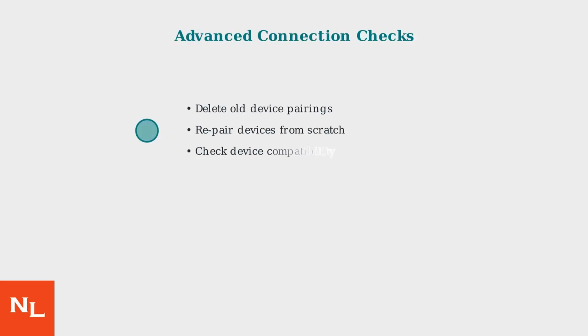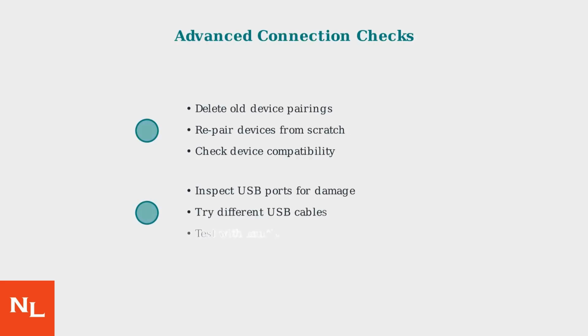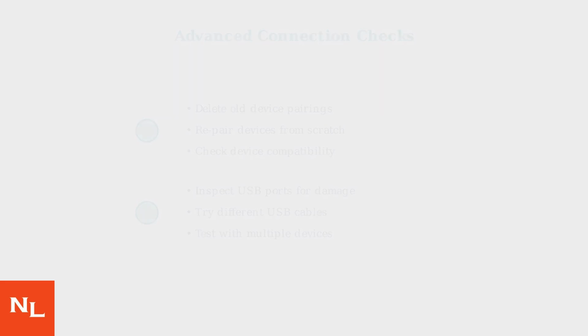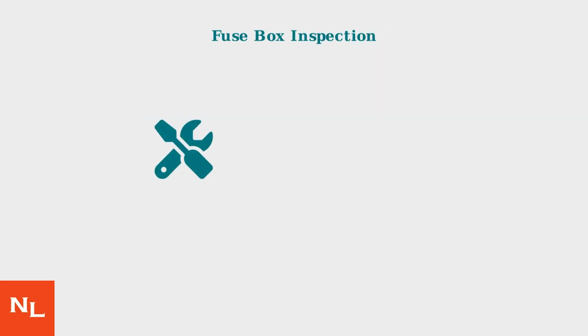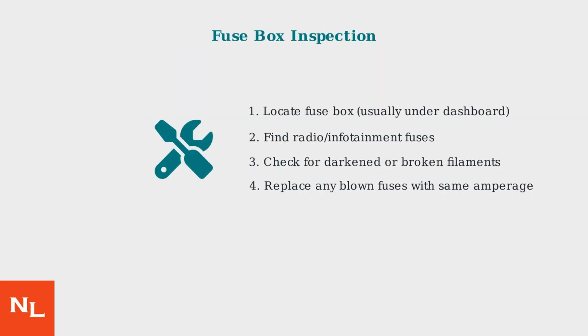When basic troubleshooting fails, advanced steps are needed. Start by checking Bluetooth and USB connections thoroughly. Next, inspect the vehicle's fuse box for any blown fuses related to the infotainment system or radio. Look for darkened or broken filaments inside the fuses.